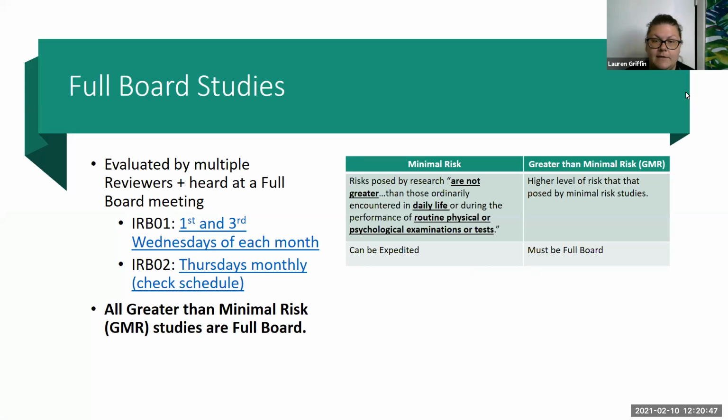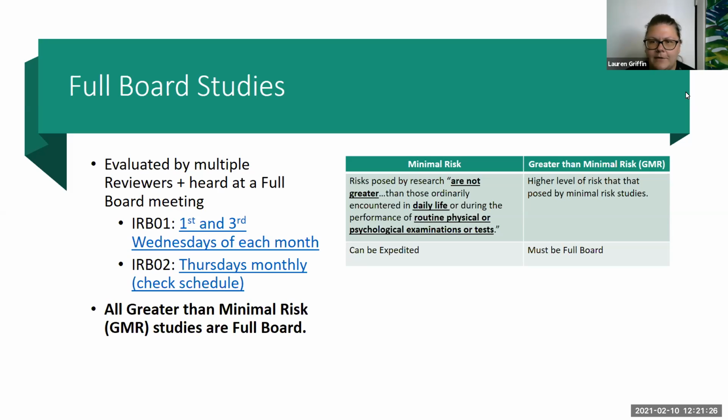So, full board studies. If you have a study that is greater than minimal risk, it'll be heard by the full board. The way we define minimal risk is if the risk posed by the research is greater than what's going to be encountered in daily life or during routine examinations. So if it's something that people might do anyway, like if they get an email from Nielsen and they want to know what TV shows somebody's watching and you want to ask them about their media, that's probably minimal risk. People generally do that in real life.